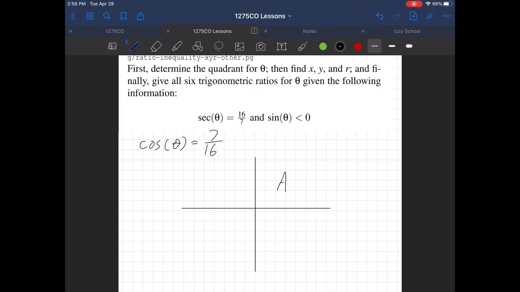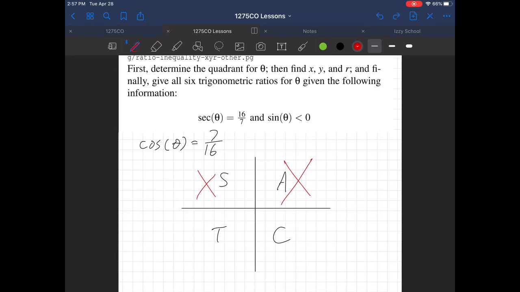Remember, "All Students Take Calculus" mentions that everything in the first quadrant is positive. Since the sine function here is defined as negative, that means quadrant 1 is not possible. And by the same token, quadrant 2 is not possible, again because the sine function is positive there, and this one has a negative value for the sine function. So now we're looking at either quadrant 4 or quadrant 3 as our answer.